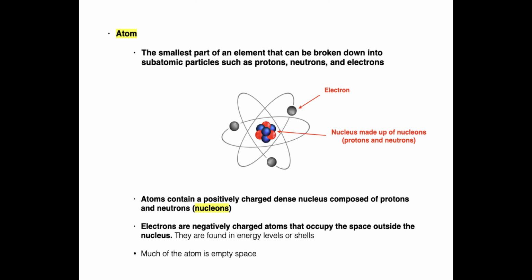All atoms are known to be made up of these three fundamental subatomic particles. However, there is an exception. The hydrogen atom is only composed of one proton and one electron and holds no neutrons.